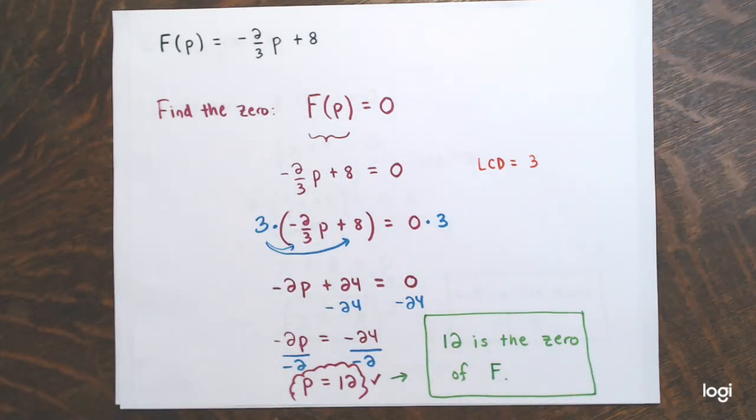Wonderful. And that's all, and you'll see in future videos, we'll be asked to find zeros of just any old function, not just linear functions. But you're doing the same stuff. When you're asked to find zeros of a function, you're simply finding inputs that give you an output of 0.